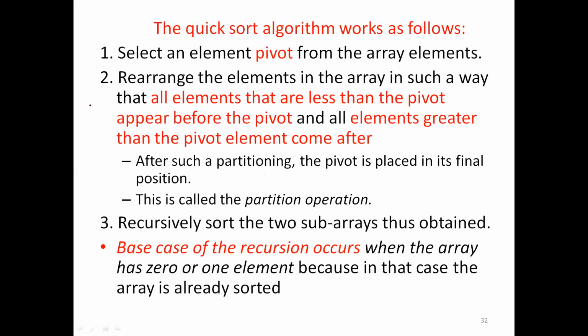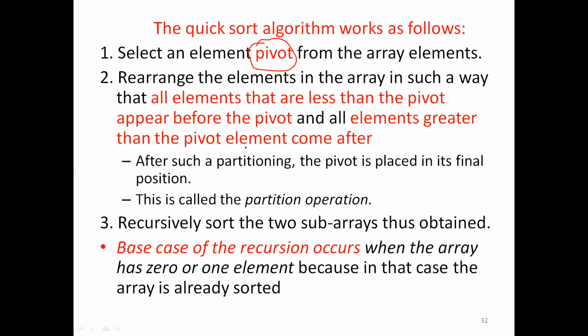So here we are going to select a pivot element from the given elements in the array. We can select any element as the pivot element, some arbitrary element. It is our choice. Then rearrange the elements in the array in such a way that all elements that are less than the pivot element appear before the pivot, and the elements greater than the pivot element come after.